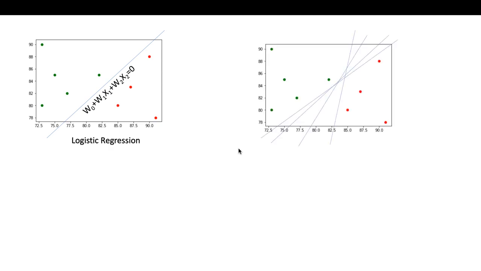A quick recap of logistic regression. In logistic regression, we found how we could draw a decision boundary between observations of two different classes, the red and the green classes, and we found the equation of the decision boundary line that can divide these two classes: W0 plus W1x1 plus W2x2 equals 0. However, logistic regression can converge at different lines based on your initialization or the number of iterations, and each of these lines can be a decision boundary.